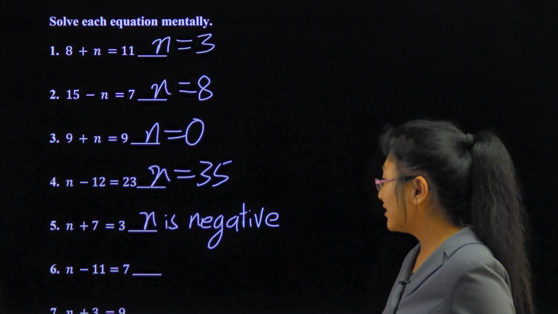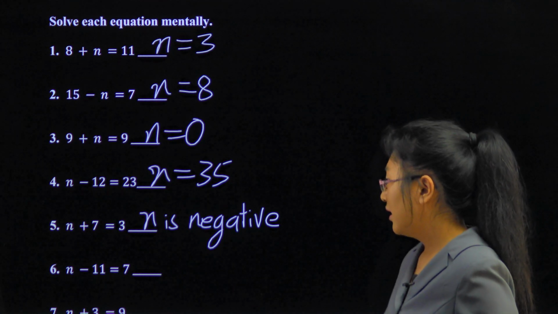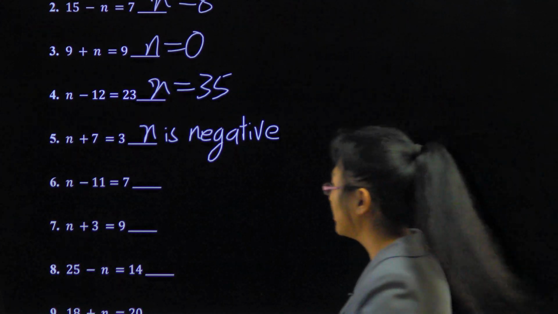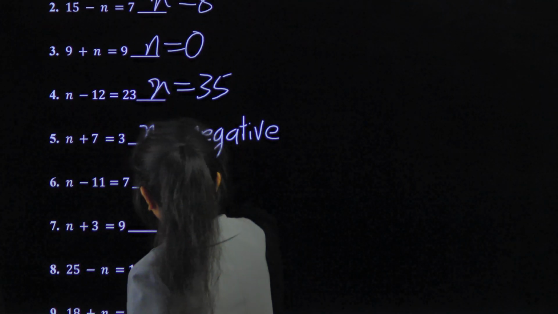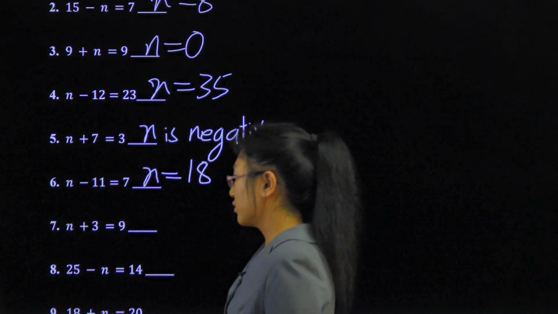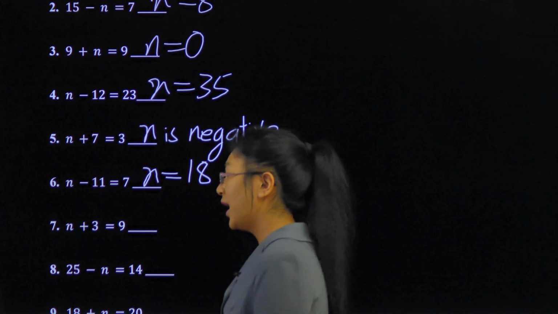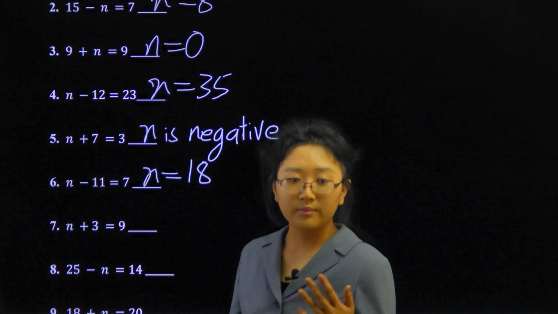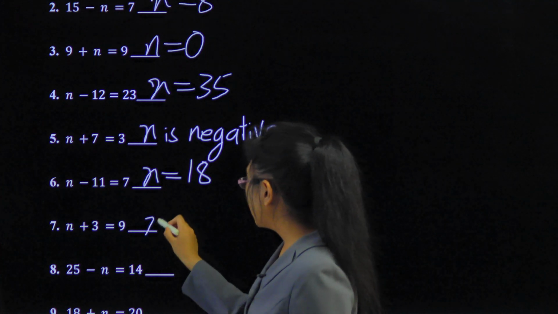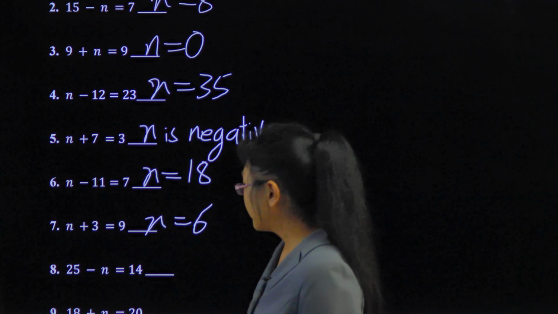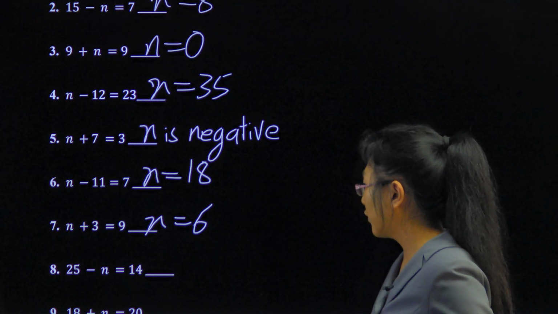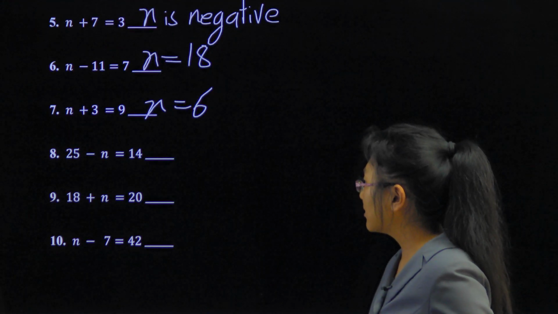Now n minus 11 equals 7. So n equals 7 plus 11, which means that n equals 18. N plus 3 equals 9. N equals 9 minus 3. N equals 6.